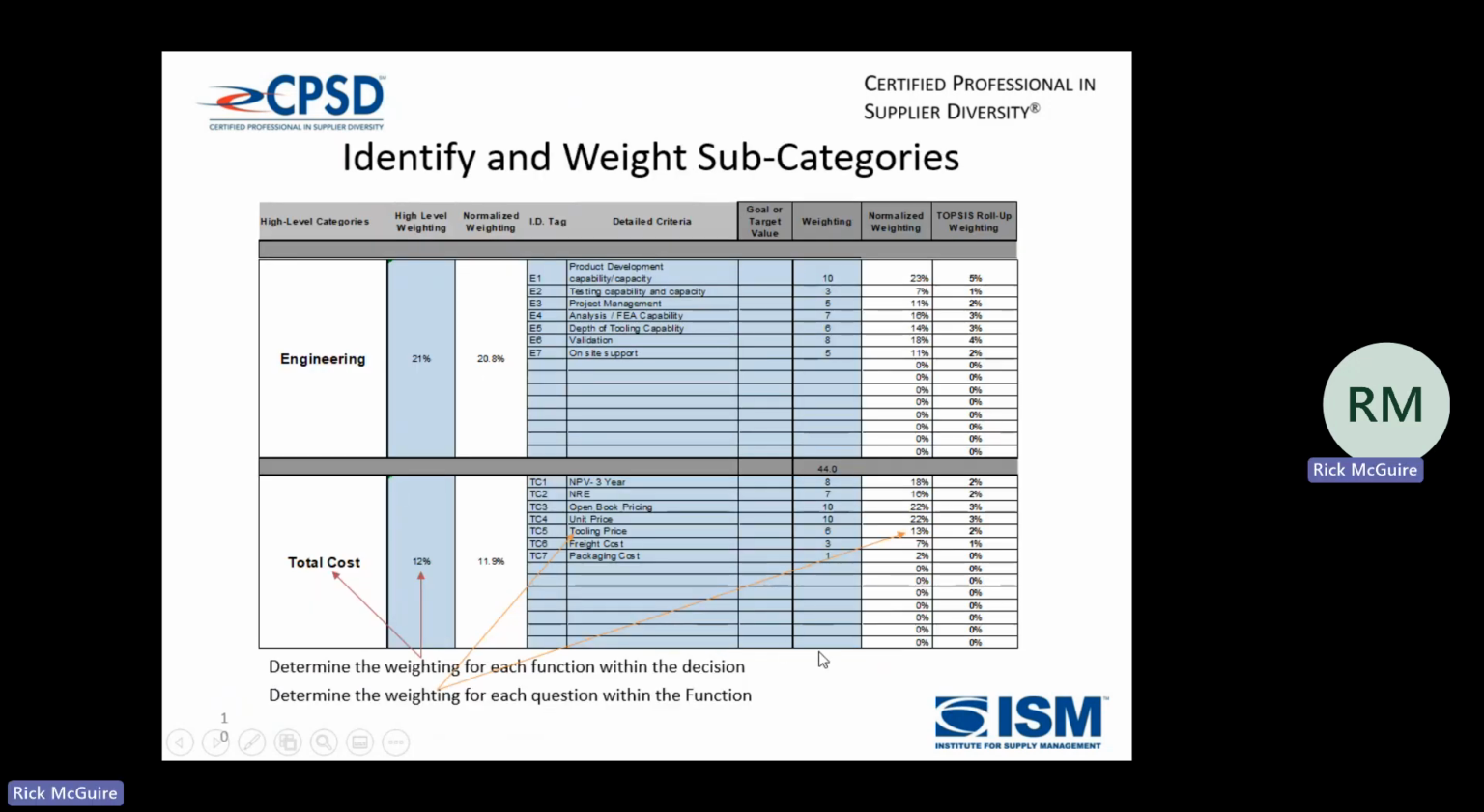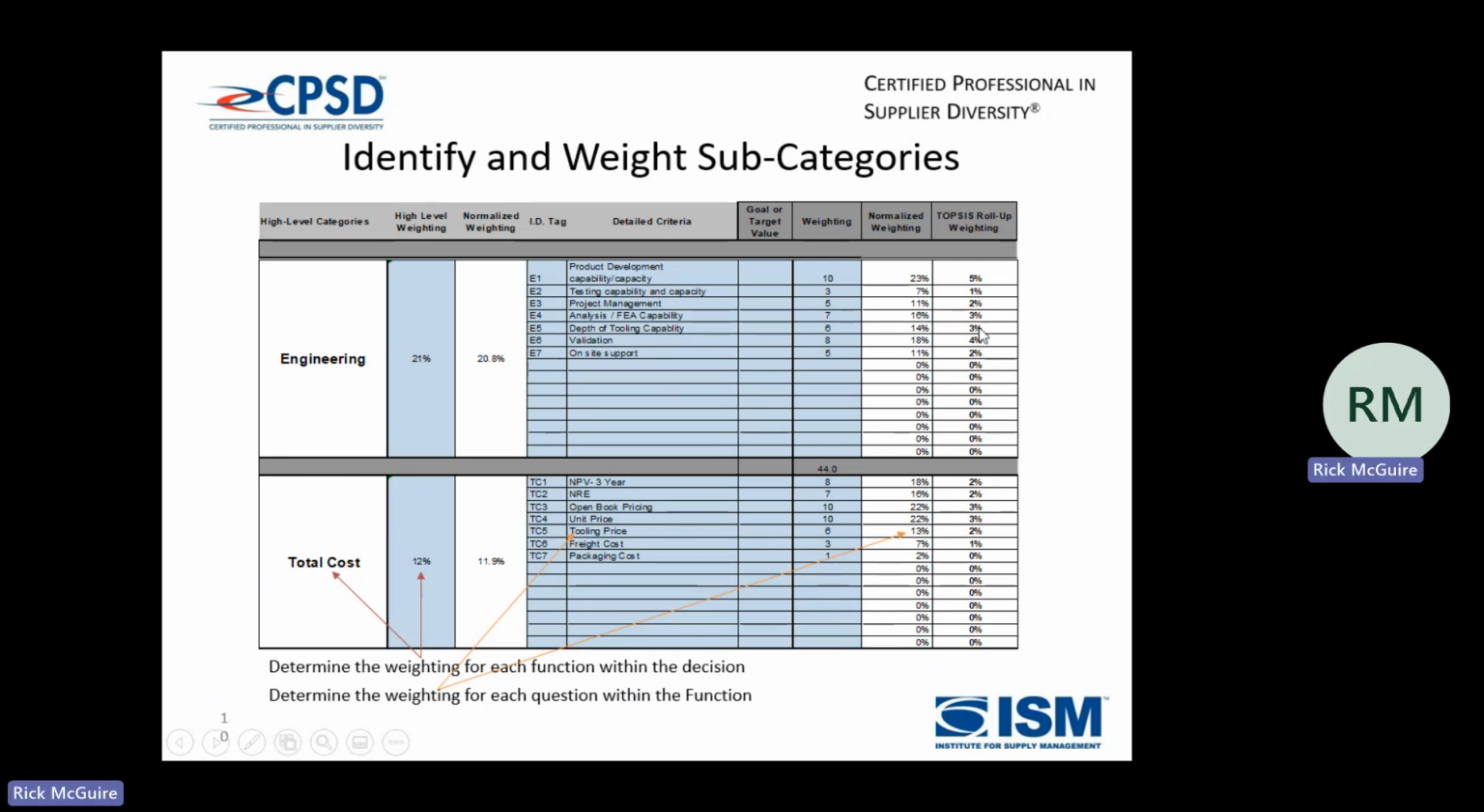Then when you get the RFP response back, you need to determine how you're going to score it. So determine the weight for each functional area. Total cost or purchasing is going to be 12%. Engineering is going to be 21% of the decision. And then determine the weighting for each of the questions. So these are the questions that engineering is going to grade, and these are the importance, the normalized weights.